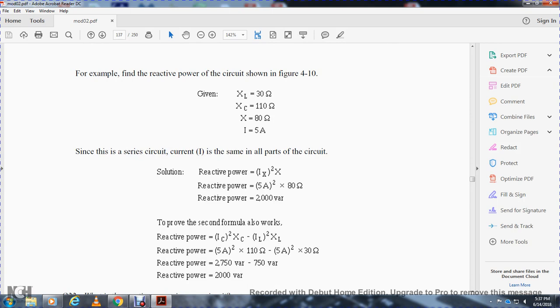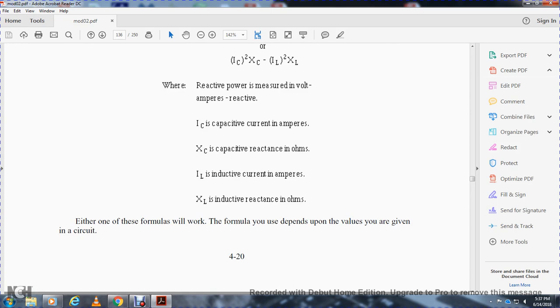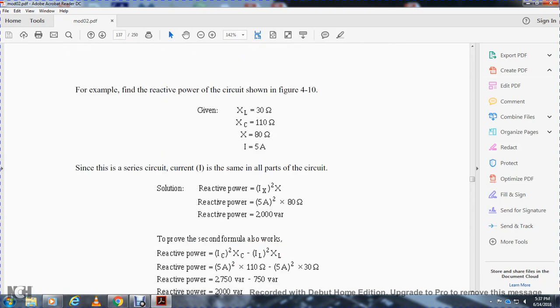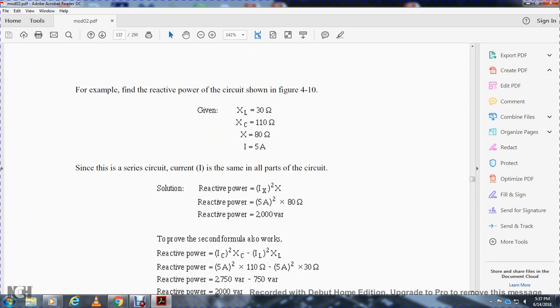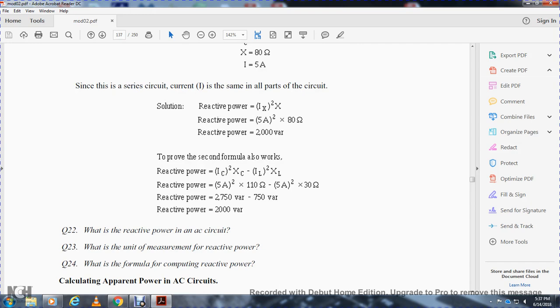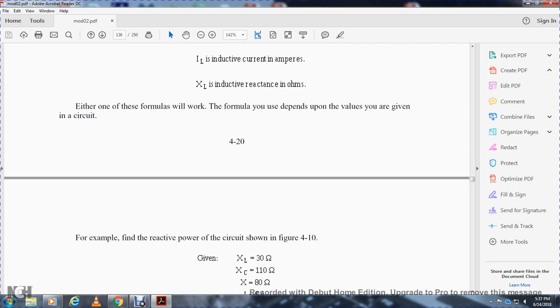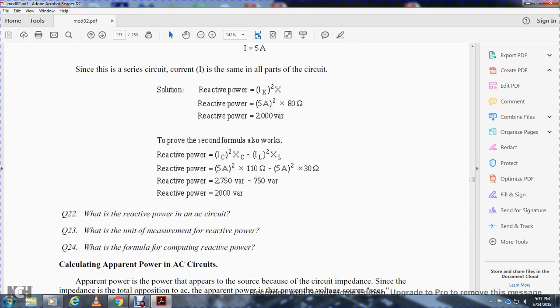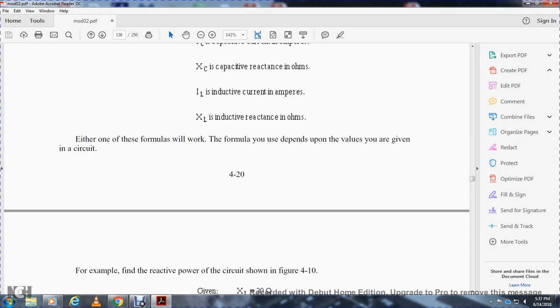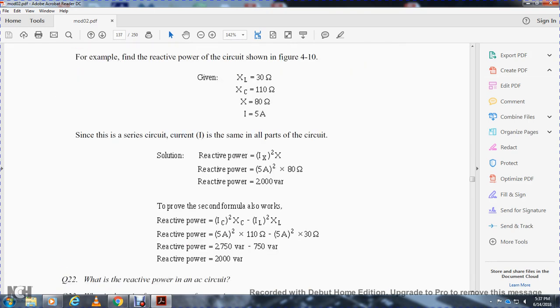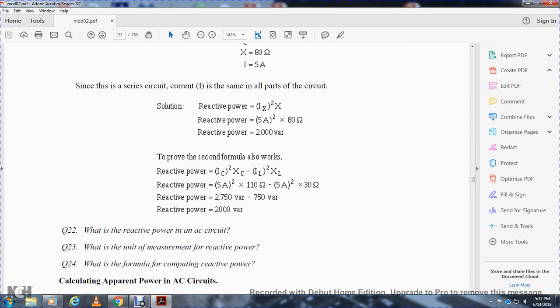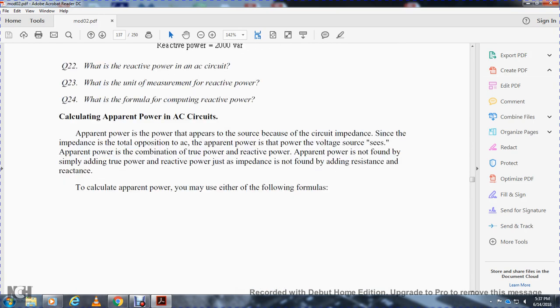You can also use the other formula: the capacitive current in amperes squared times the capacitive reactance in ohms, minus the inductive current in amperes squared times the inductive reactance in ohms. You get 2,750 volt-amps reactive minus 750 volt-amps reactive, which is 2,000 volt-amps reactive.